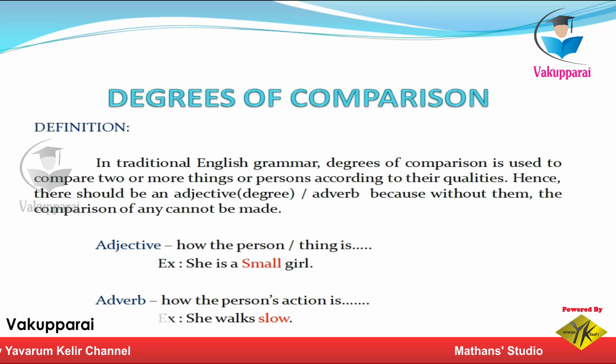Here, I simply define the terms. The term adjective shows how the person or thing is. I give an example here. She is a small girl. So, small is an adjective here because the term small resembles the quality of the person she. Then the term adverb shows how the person's action is. So here is an example. She walks slow. So slow is an adverb here because this term refers to the person's actions, how she walks.